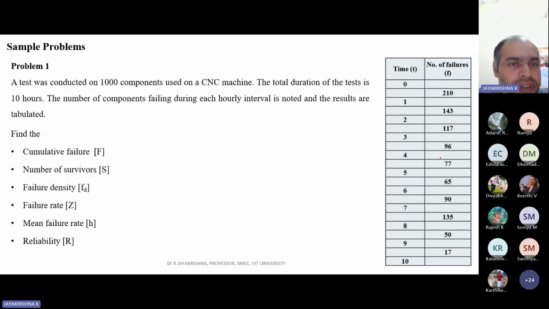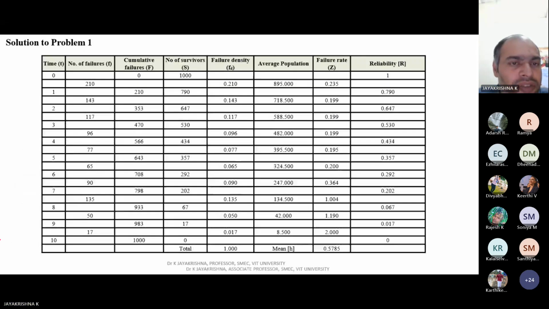So how did we calculate? First, we calculated the cumulative failures. We summed up the cumulative failures, like 0 to 10, 1 to 10, 210 plus 143, 353, 353 plus 117, 470, like that we calculated. Then we calculated the number of survivors. How many are the survivors?